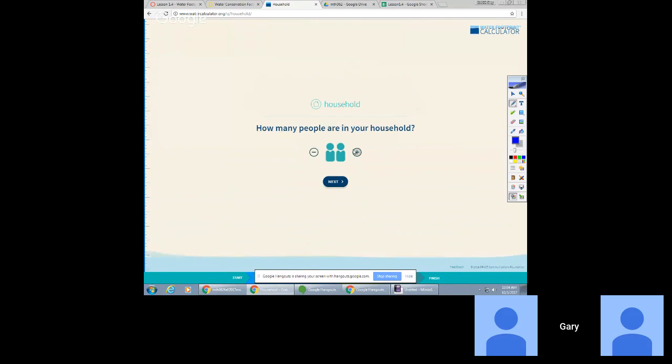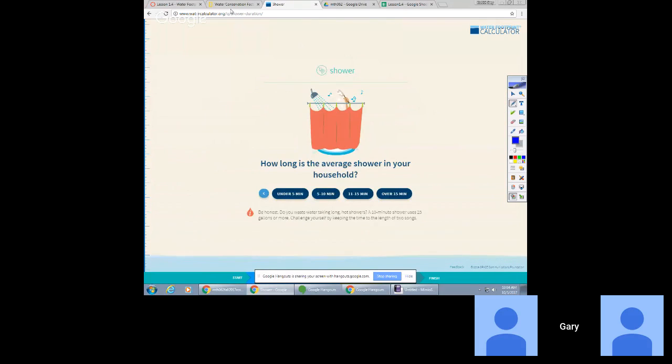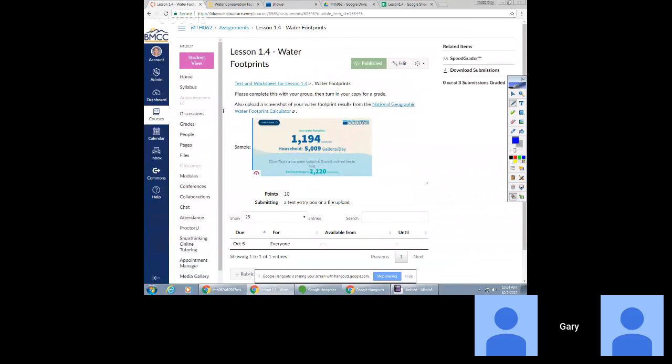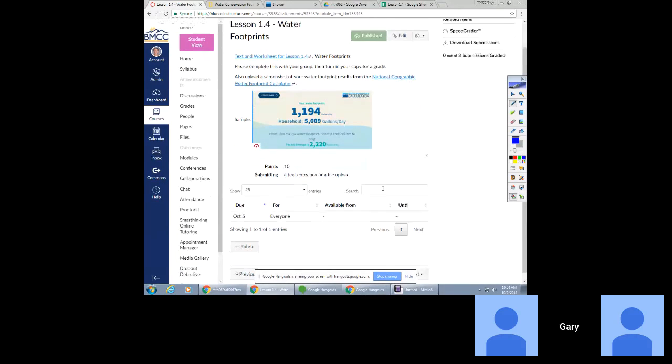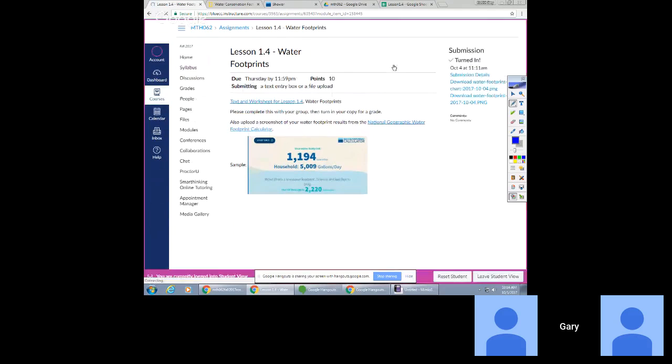Then it'll ask you how many people are in your household, and eventually at the end, it'll give you a graph. I'll show a couple of examples of that shortly. Please do that if you didn't do that yet. I need this ASAP, so get that in. We have 3 submitted so far. In the student view, there's the submit button here, so just submit your screenshot right up there.